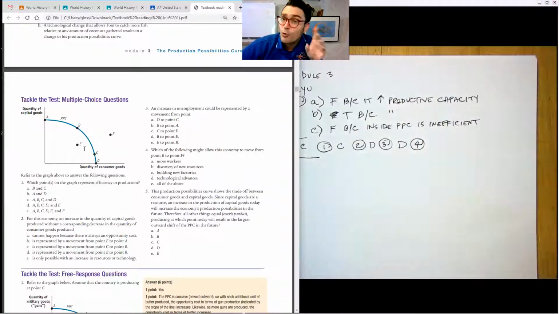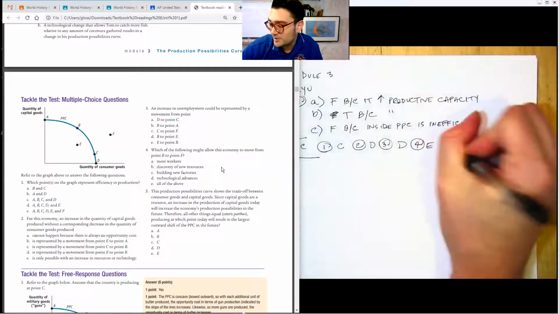So what would allow for growth is actually what we're asking here, right? More workers, yes, that would do it. Discovery of new resources, that would do it because that's more resources, same thing. Building new factories, that's more resources. Technological advances, that's productive capacity. It's how you organize them. All four of those would, so the correct answer is E, all of the above.